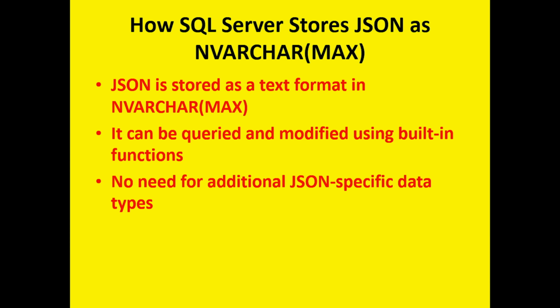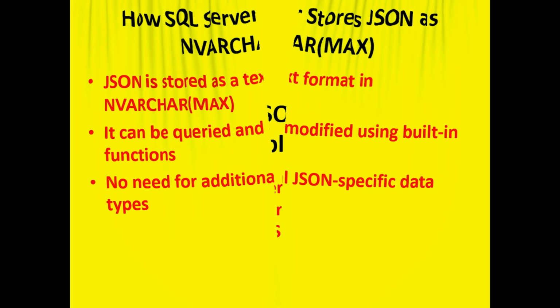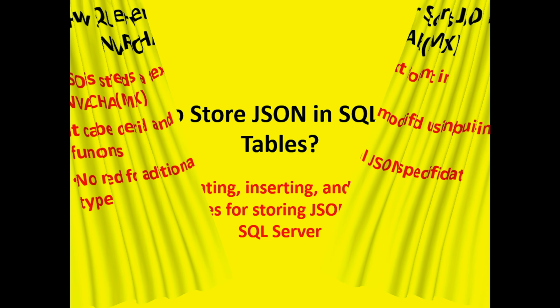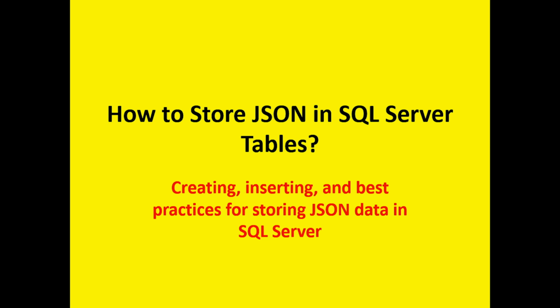Now, how SQL Server stores JSON as NVARCHAR(MAX). JSON is stored in text format in NVARCHAR(MAX). It can be queried and modified using built-in functions. There is no need for additional JSON-specific data types. So just remember one point here: for JSON we have only one data type, which is NVARCHAR(MAX). There is no separate one.